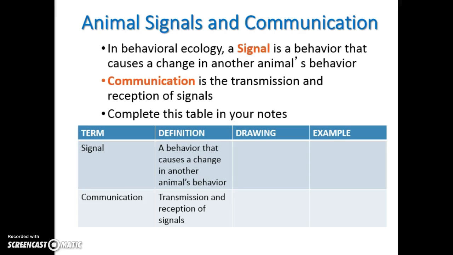Make sure that you can come up with an example of a signal in communication, because this is very important. In this course in AP Biology, you need to be able to give practical examples. So it goes beyond memorizing definitions, such as a signal is a behavior that causes a change in another animal's behavior. You actually need to be able to give examples and talk about how you apply that definition in a real world setting.